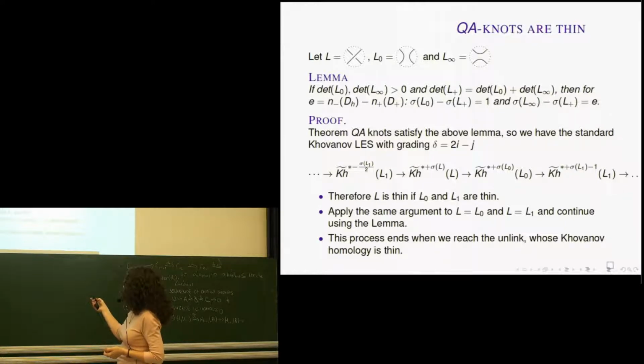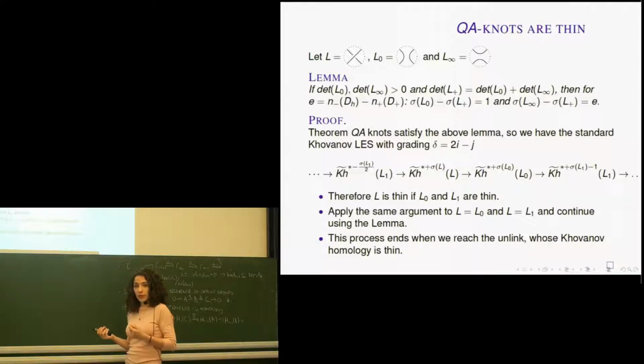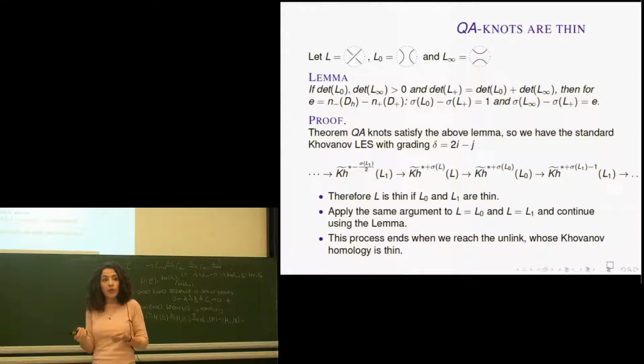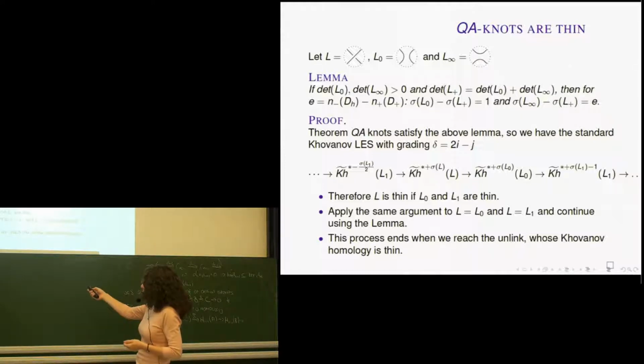Again, this is a connecting homomorphism. You can compute how these degrees change based on this lemma, and you're going to see that they change precisely by 1. But while the degrees are changing by 1, you're simplifying your knot, because you're looking at both smoothings. So you can just continue doing that. So this exact sequence holds for L.